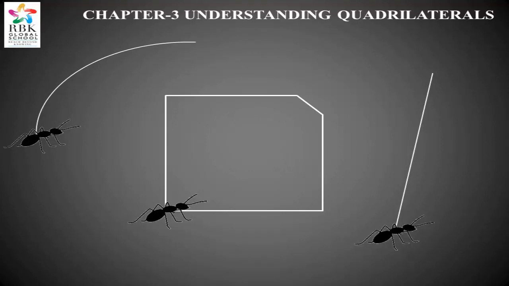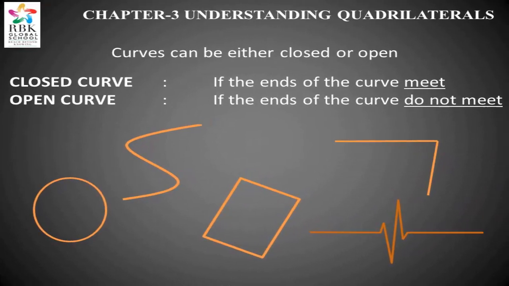Now let us learn a few types of curves. Curves can be either closed or open. If the ends of the curve meet, it is known as a closed curve. Whereas if they do not meet, they are called an open curve.